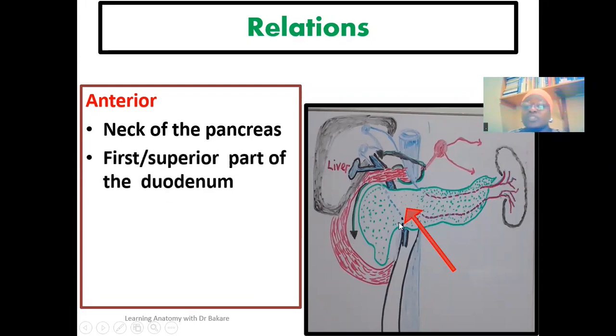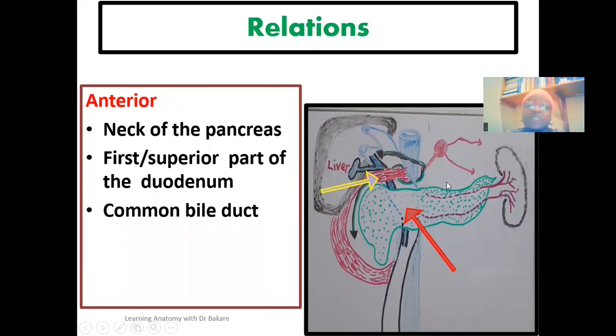Then we also have the first or the superior part of the duodenum. This is the superior part of the duodenum, or the first region of the duodenum. We've also described this in our previous slide. We say after the formation of the portal vein, it ascends up, and in the course of ascending up, it is seen to be located posterior to the first or the superior part of the duodenum. So this is also seen as part of the anterior relations of the portal vein.